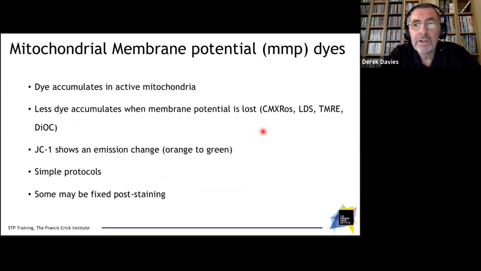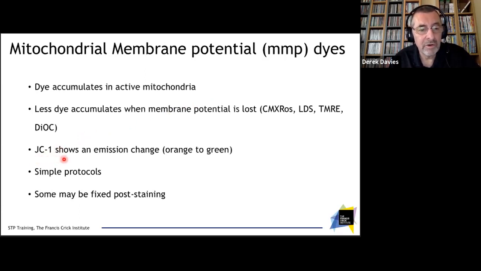In a nice healthy mitochondria, there's a proton gradient between the outside and the inside of the mitochondrial membrane. So these dyes all mostly work in the same way. If I've got a nice healthy proton gradient, I will get dye accumulating in my mitochondria. So they can't get out because they're charged. Whereas when the mitochondrial membrane potential is dissipated, I get less dye accumulating. So I see a reduction in my signal. So that's the way that most of those dyes on the previous slide worked.